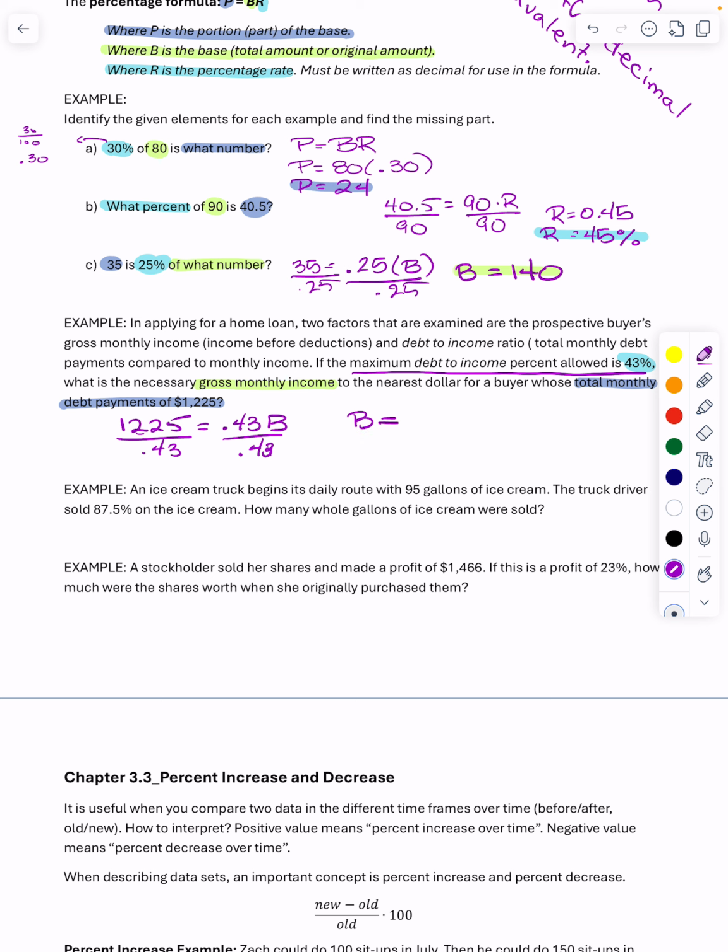I've got a gross monthly income of 2,848.837. Keep in mind here, we have to have at most 43%. So I am going to round this up. Just give me that 0.3 cent buffer. Okay, so the necessary gross monthly income is $2,848.84.